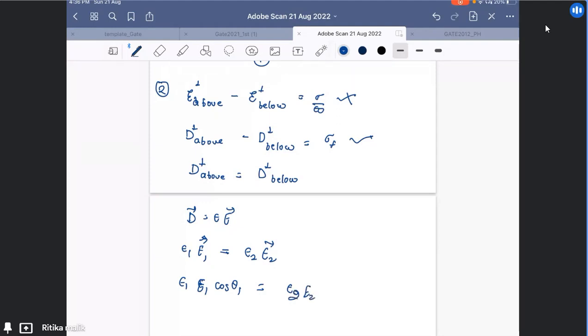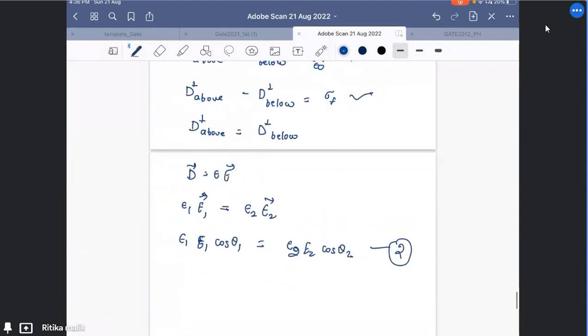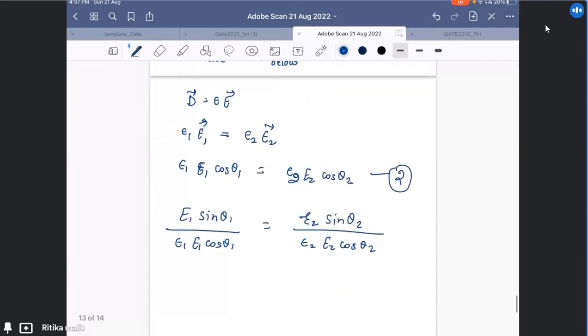Now this is our second equation. We can divide the first equation by the second equation, and we are left with E1 sin theta 1 divided by epsilon 1 E1 cos theta 1 equals E2 sin theta 2 divided by epsilon 2 E2 cos theta 2. These terms cancel out, and we are left with tan theta 1 by epsilon 1 equals tan theta 2 by epsilon 2.